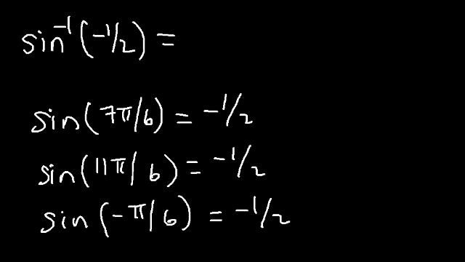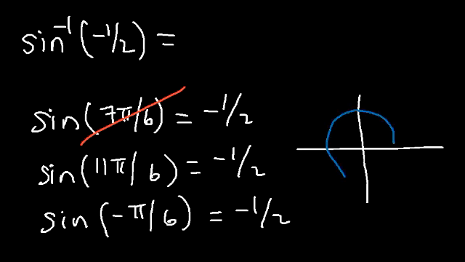So keep in mind, inverse sine exists only in quadrants 1 and 4. 7 pi over 6, which is 210, is in quadrant 3. So inverse sine doesn't exist there, so it's not going to be 7 pi over 6. Now, 11 pi over 6, that's 330 degrees. That's about right here, in quadrant 4. And negative pi over 6, which is negative 30, that's also in quadrant 4. So this is negative 30, and this is 330, which is 11 pi over 6.